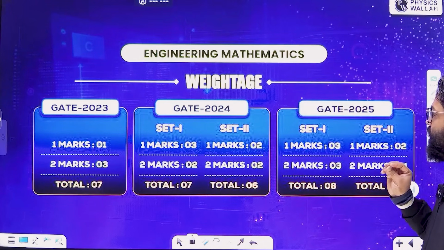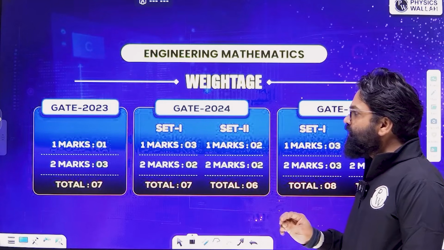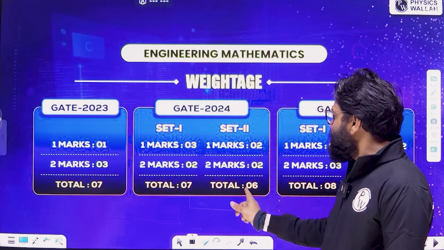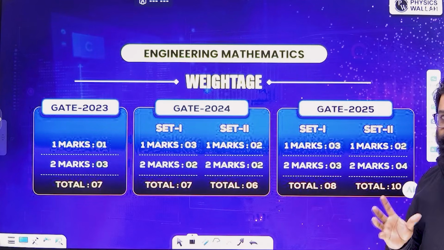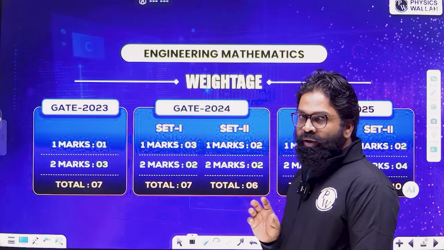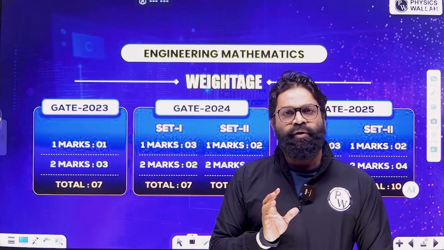Now the next one, let's talk about engineering mathematics. In engineering mathematics, as you can see, in 2023 it was 7 marks, in 2024 7, 7, 8 and 10. So in GATE 2025 it has been seen that the score for engineering mathematics has increased. But overall, on an average you can get 7 to 8 marks from engineering mathematics.